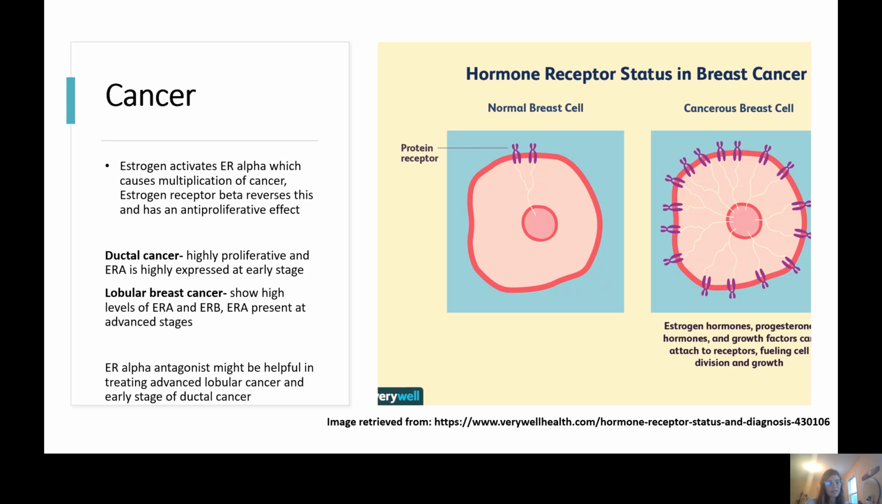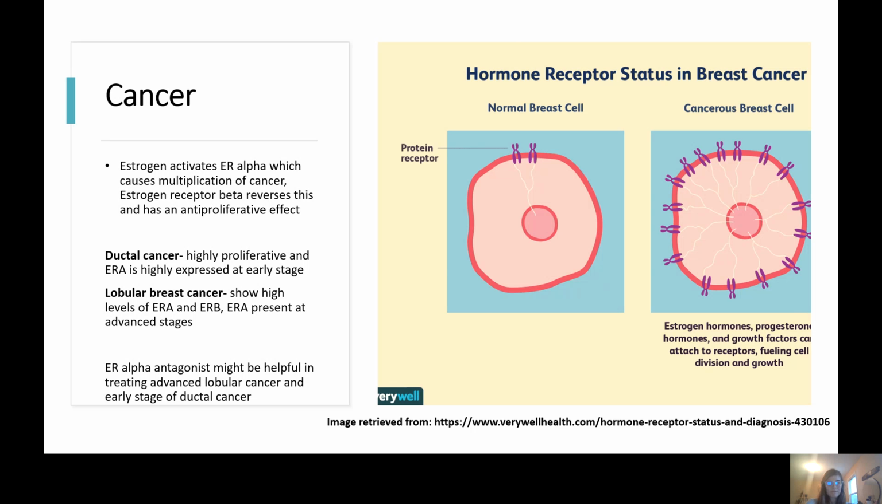So for lobular breast cancer, it shows high levels of estrogen receptor alpha and beta, and the estrogen receptor alpha is present at advanced stages. So for estrogen receptor alpha, antagonists might be helpful in treating advanced lobular cancer and early stage of ductal cancer. So estrogen receptor alpha plays a major role in cancer, especially breast cancer for women.